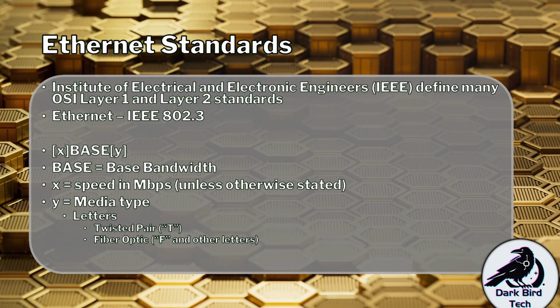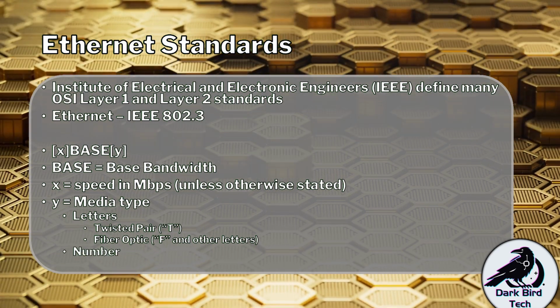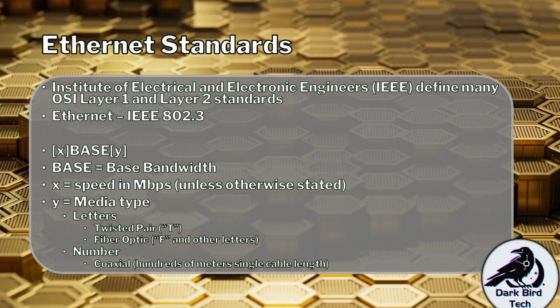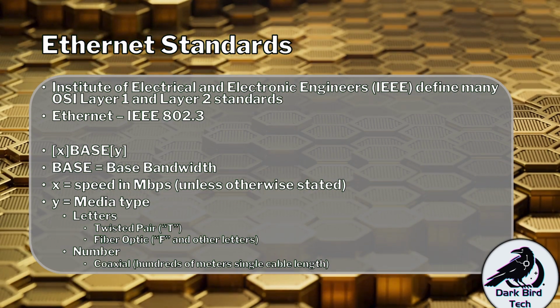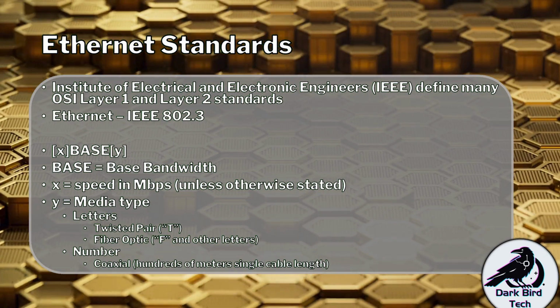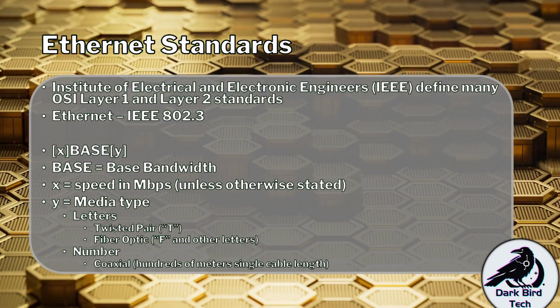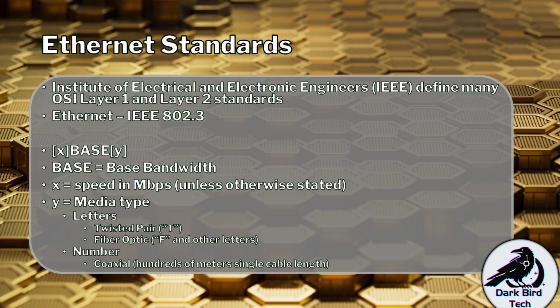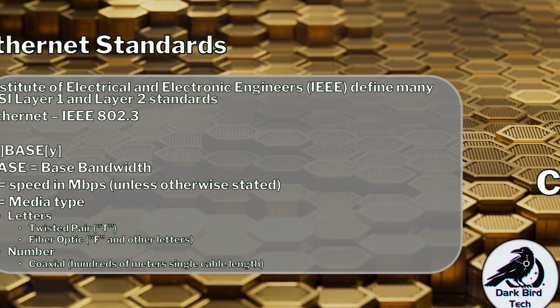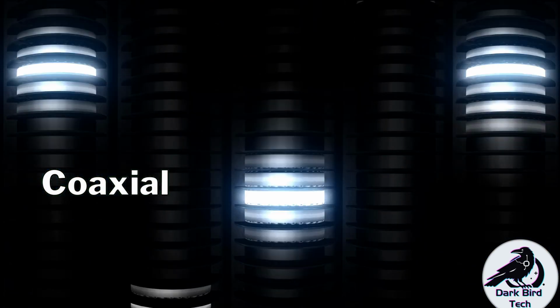And then the alternative to letters is a number. And if you see a number, that means it's a coaxial cable. And that number is telling you how many hundreds of meters the cable is good for at a single length, before the signal will degrade to the point that it cannot be properly processed on the other side. So let's work our way from old to new with coaxial.